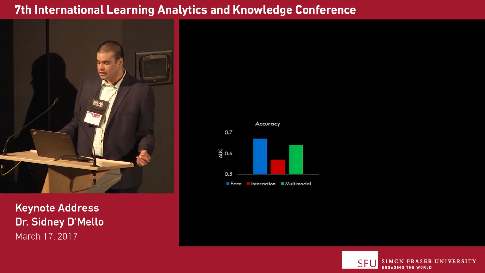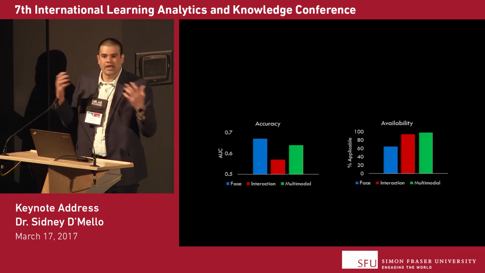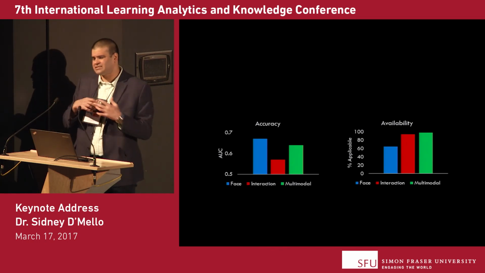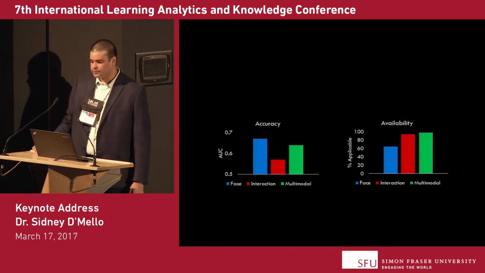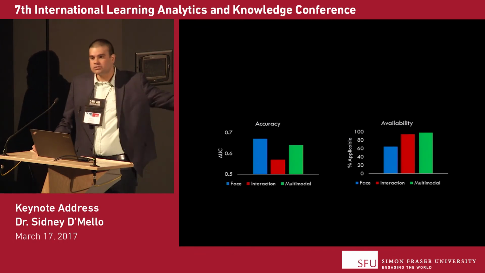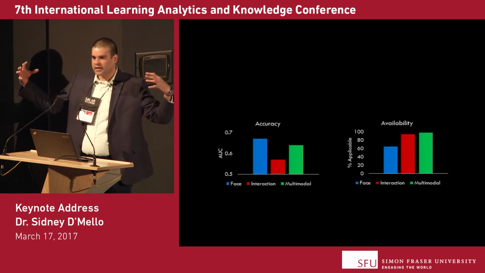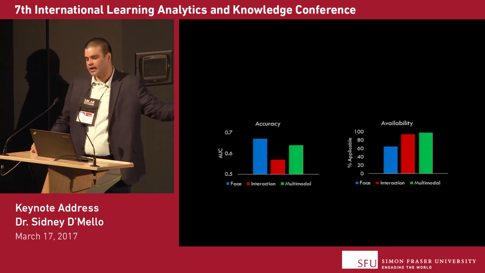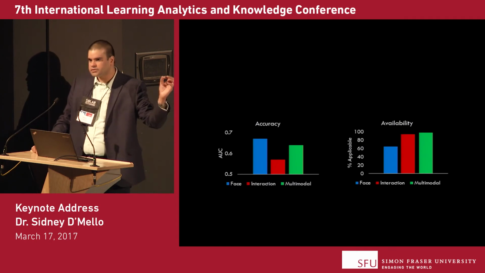However, the face is only available 65% of the time. For a third of the time, you can't get the face. They're chewing gum, they're talking, they're sometimes just leaving, they're talking on their cell phones. It's actually the wild. The interaction model is actually available. You have data all the time, 98% of the time. By combining them, we have a detector now that works almost all the time. That's the multimodal detector. And it's not as accurate as a face model, but it's almost close.